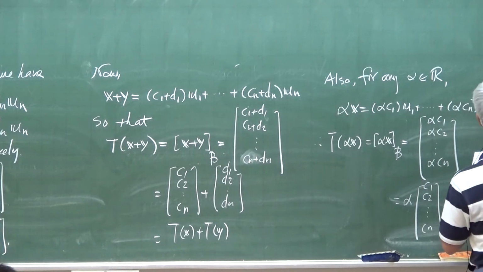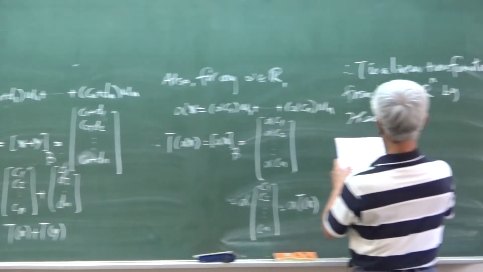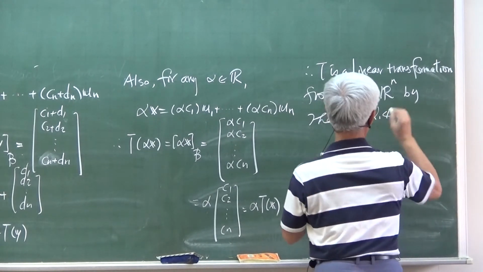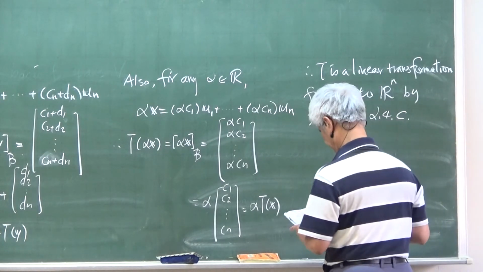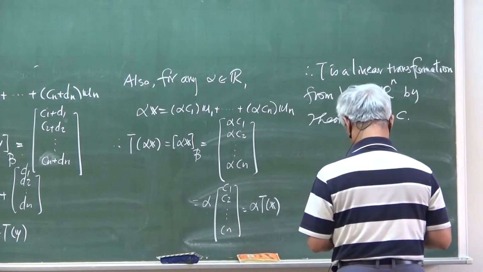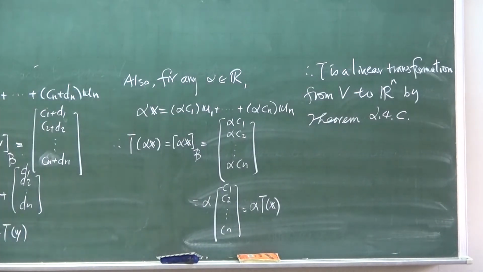By theorem, we have proved that in chapter 2, so the theorem is 2.4.6. So we proved it's a linear transformation. Now we have to prove it is bijective.